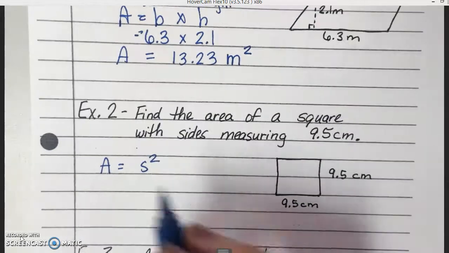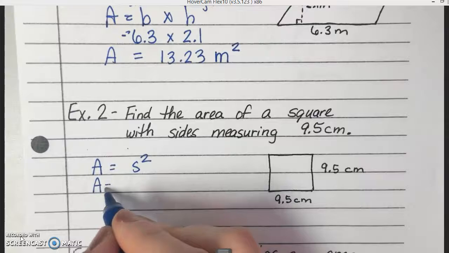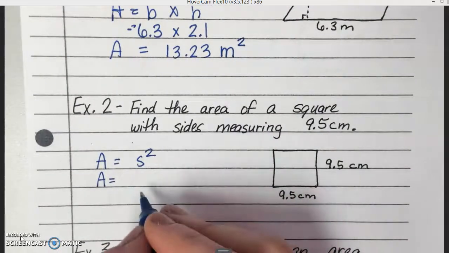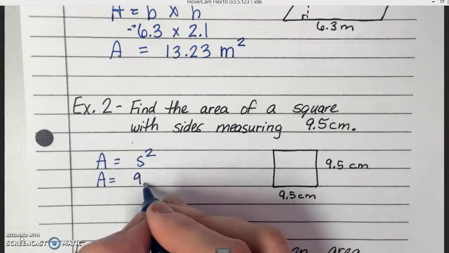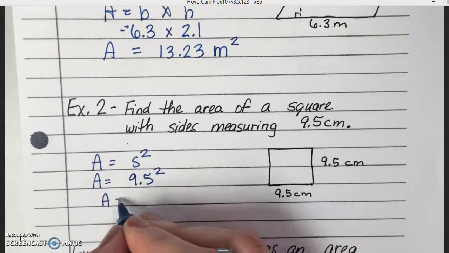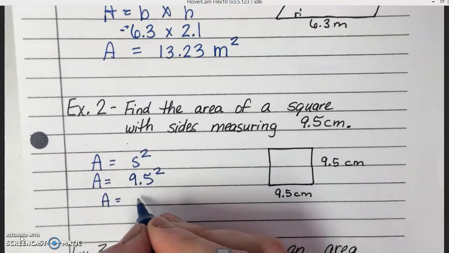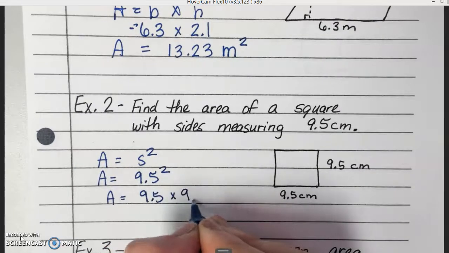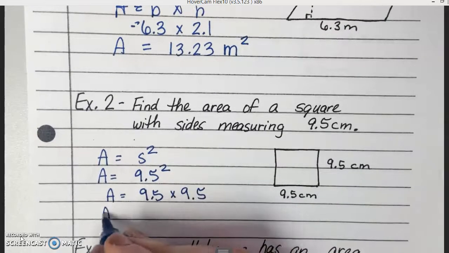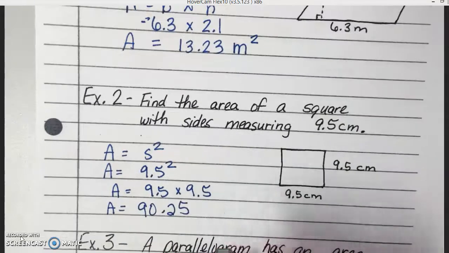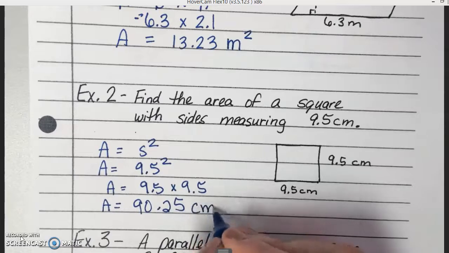So what we do here is we replace the S with, what's the length of the side? 9.5. So we're saying 9.5 squared. What does 9.5 squared mean we're going to do? 9.5 times 9.5, which gives us what? 90.25. And that would be centimeters squared.